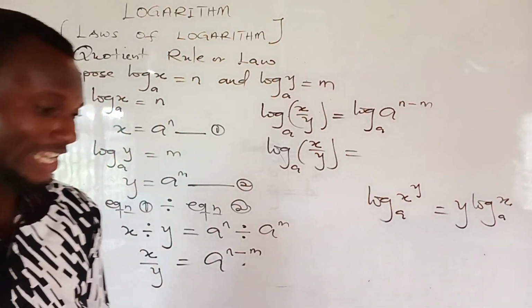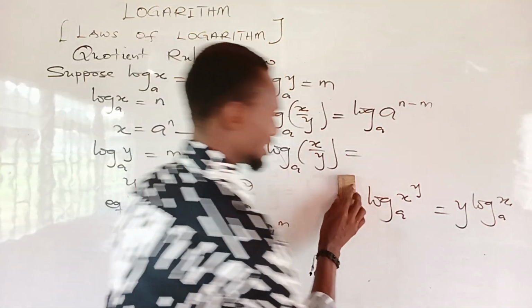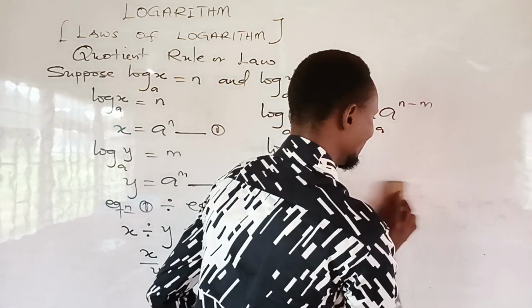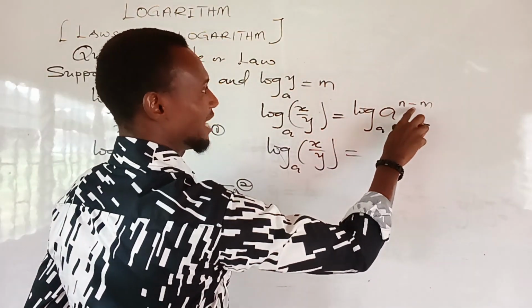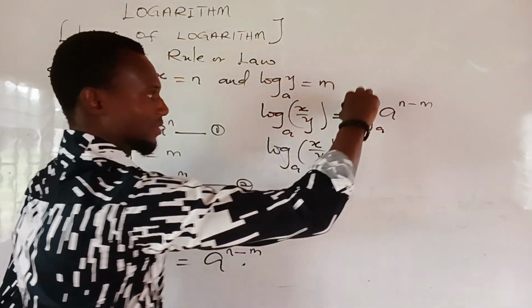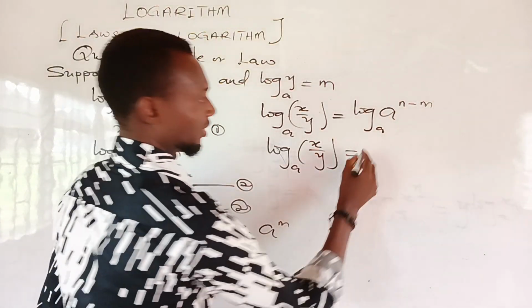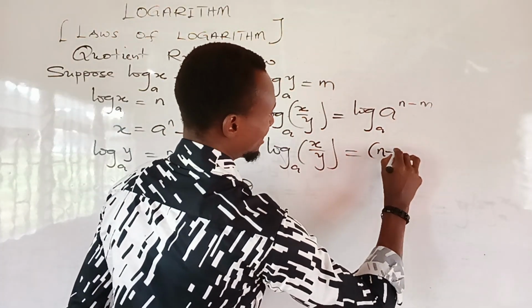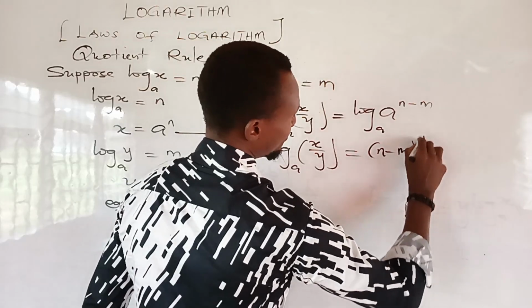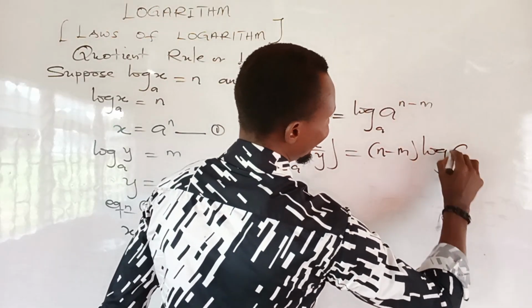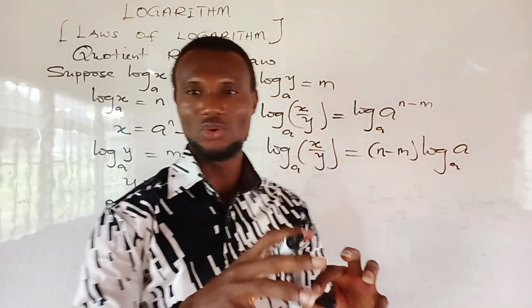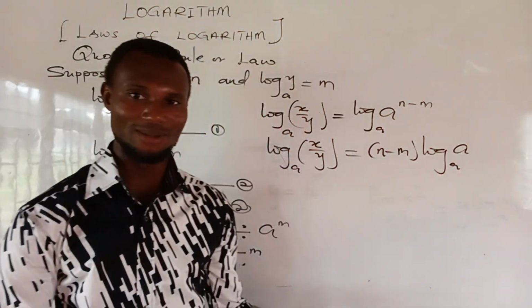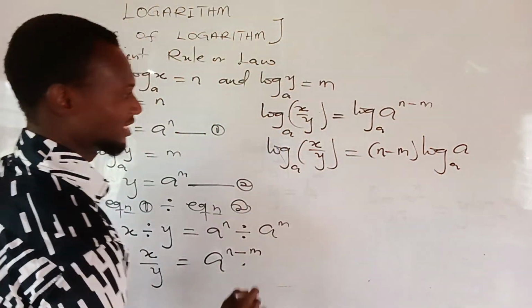Okay, so let me clean this one and let's proceed. I'm going to apply that property here. Okay, so the power n minus m here will come in front of the log. So I'm going to have n minus m multiplying log a to the base a, as simple as that. And I hope you understand and you agree with me up to this point. Okay, let's proceed and simplify further.